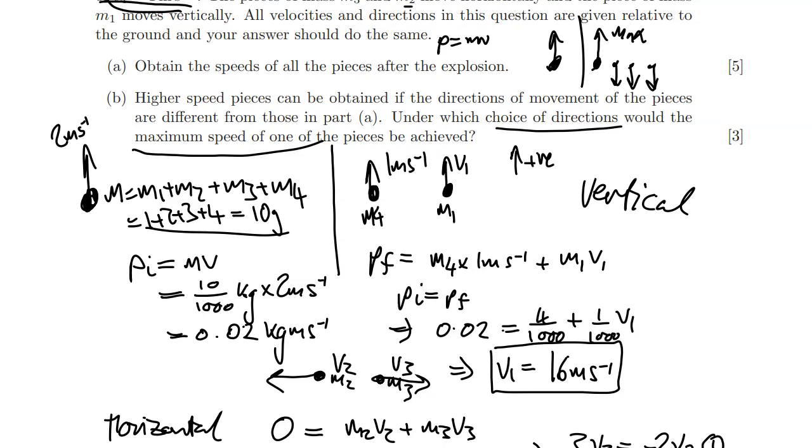If that's not intuitively obvious to you, I recommend testing out different configurations of different numbers. You start off with the momentum of 0.02, and then you have m1 v1 plus m2 v2, etc. Just plug some numbers in and try to find which one gives the biggest v1, and you should find it's when all the other v's are negative.